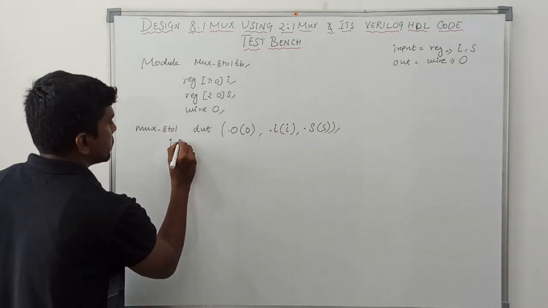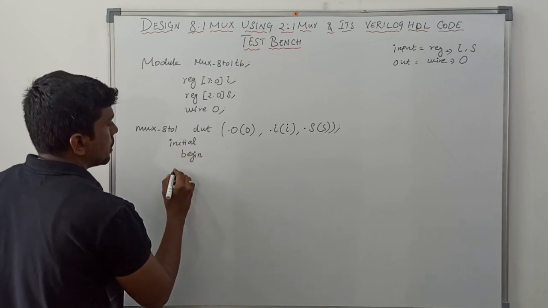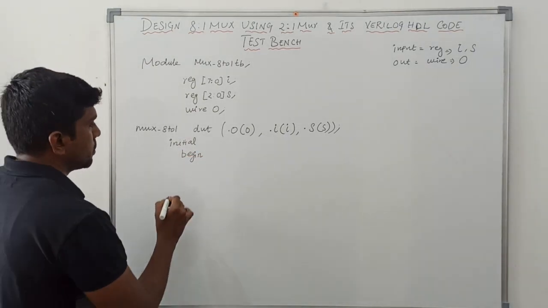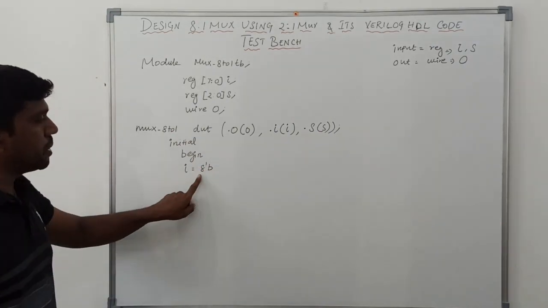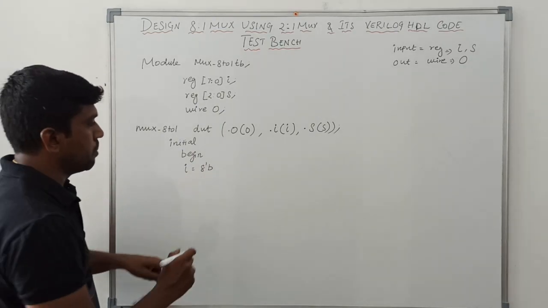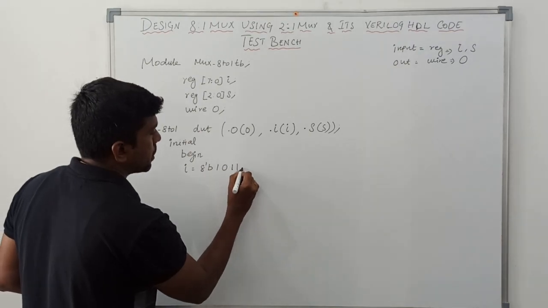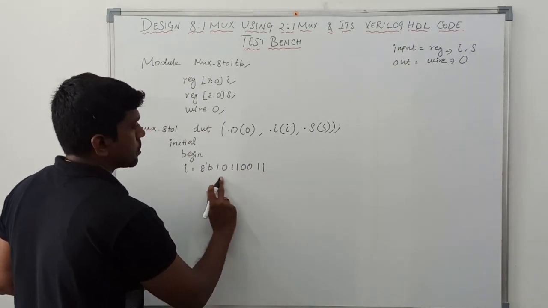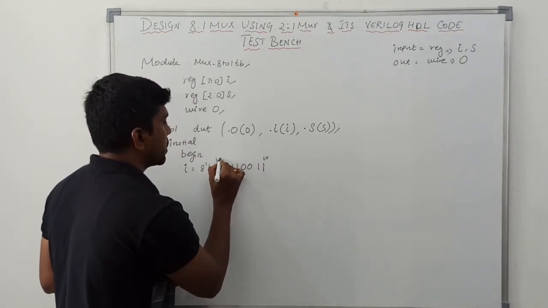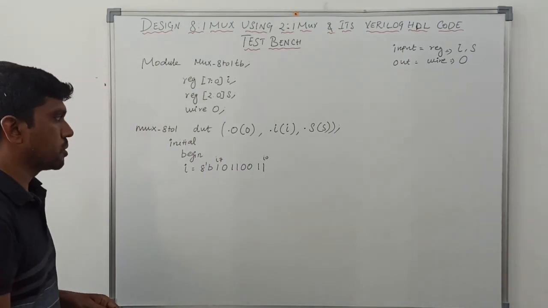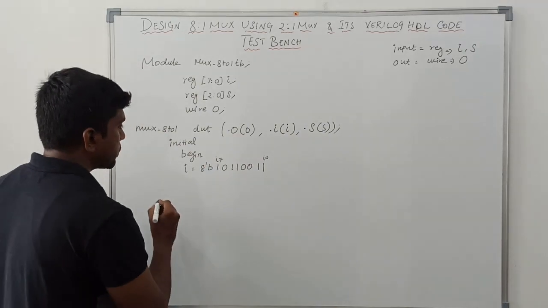Then initial begin, then the declaration of the input variable. So I = 8'b, where 8 is the 8-bit value and b represents a binary number. Let me take the input variable in 8-bit order as 10110011. So it's the input variable. It starts from I0 to I7, so totally 8 bits of values. The LSB value represents I0 and the MSB value represents I7.